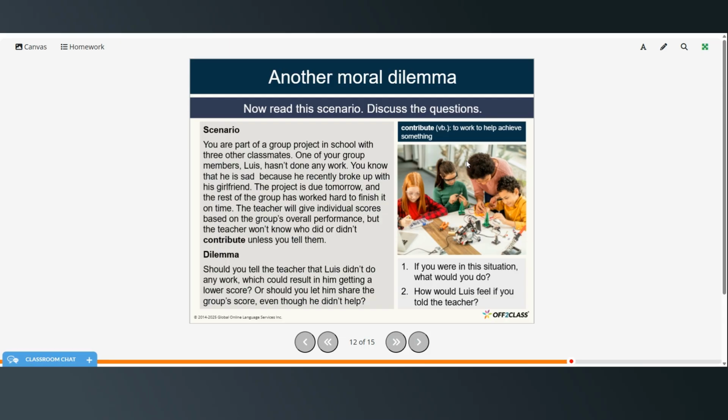All right, here's another moral dilemma. Contribute is a verb. It means to work to help achieve something. You are part of a group project in school with 3 other classmates. One of your group members, Luis, hasn't done any work. You know that he is sad because he recently broke up with his girlfriend. The project is due tomorrow, and the rest of the group has worked hard to finish it. The teacher will give individual scores based on the group's overall performance, but the teacher won't know who did or didn't contribute unless you tell them.